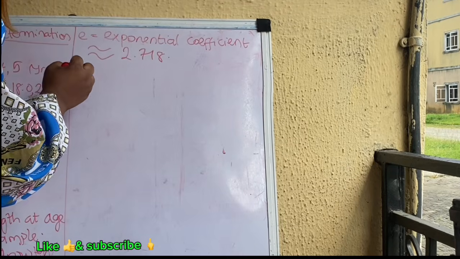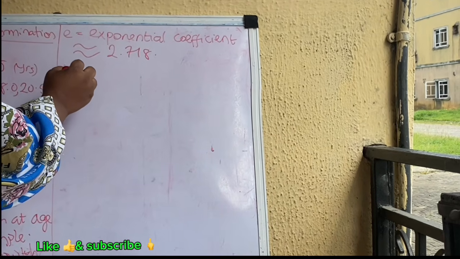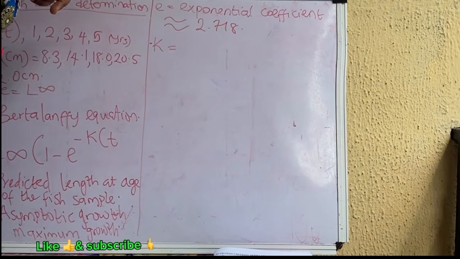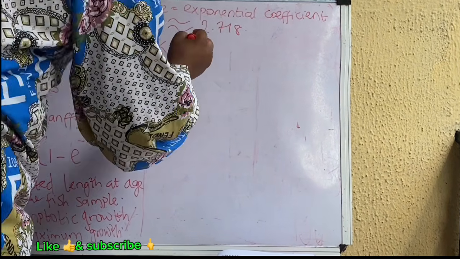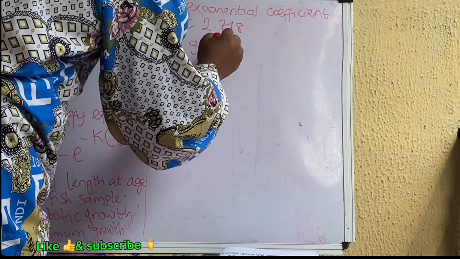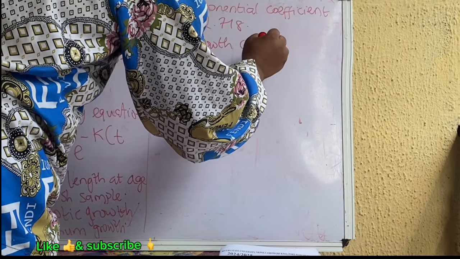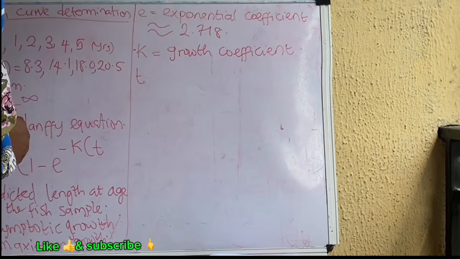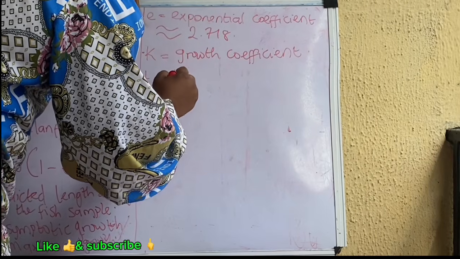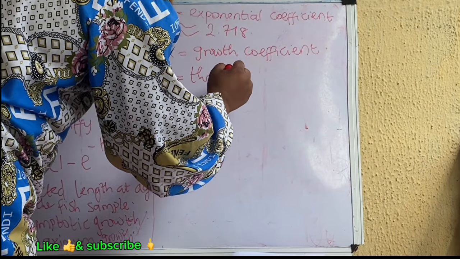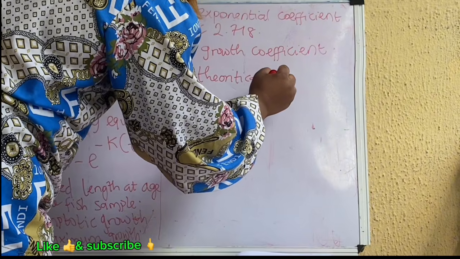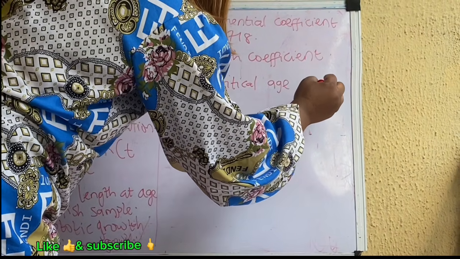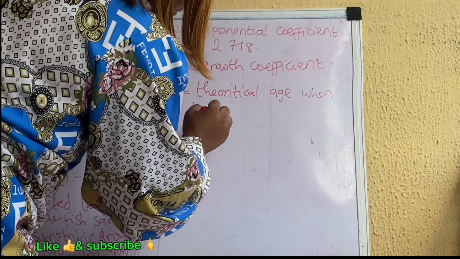Then this K you're seeing has to do with the growth coefficient. Then the T you're seeing here is known as the theoretical age, when T is equal to 0.